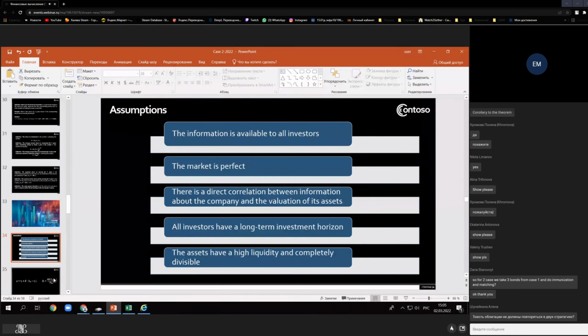In the framework of the application of the hypothesis, we will have some restrictions of this method. You can see these assumptions or restrictions of the model on the slide right now. First of all, we are assuming the information is available to all the investors. It means there are no market participants who possess inside information and thereby get an advantage in making decisions. Insider trading is prohibited, so it's an absolutely real-life assumption.